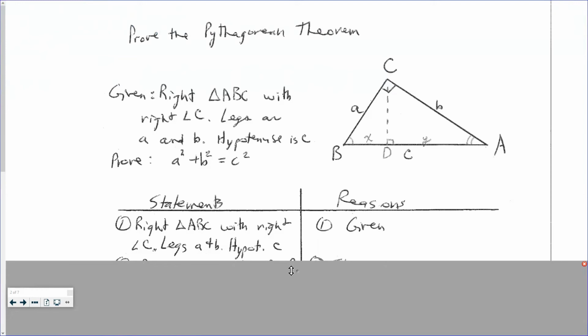Now, let me give an overview of the proof here. We're going to be dropping an altitude from the right angle to the hypotenuse down here to point D. And this is going to form three right triangles, and all three right triangles are similar. The left-hand triangle, the right-hand triangle, and the big triangle. Also, the hypotenuse here, side c, is now broken into two pieces, x and y.